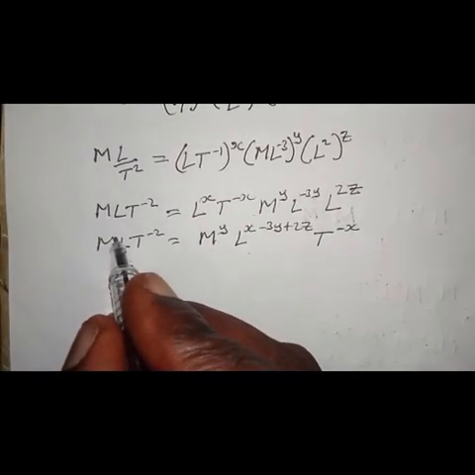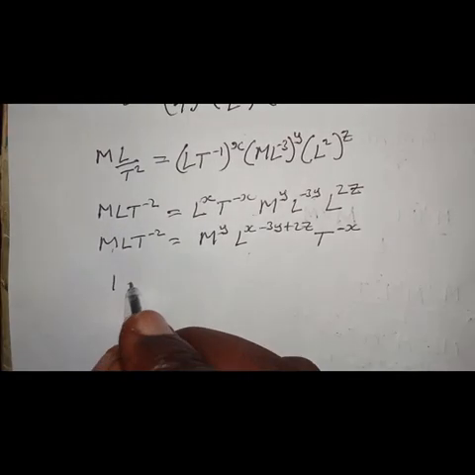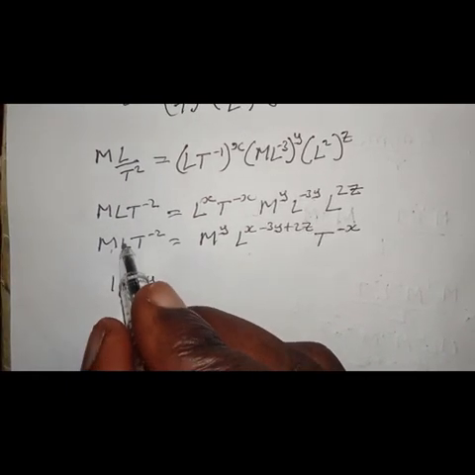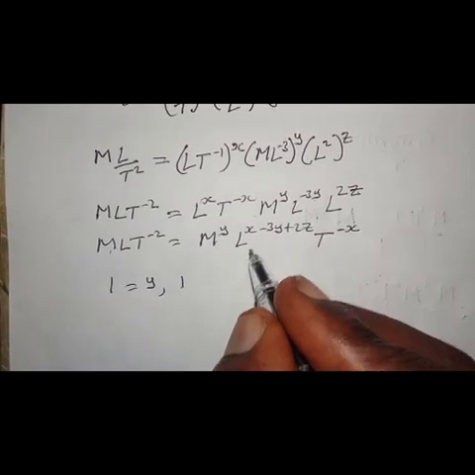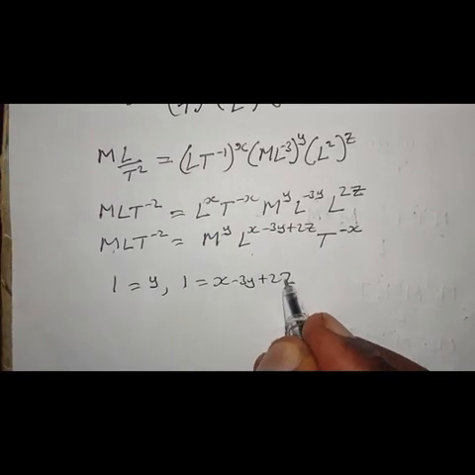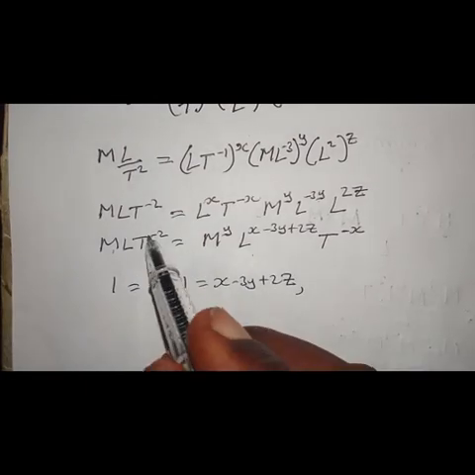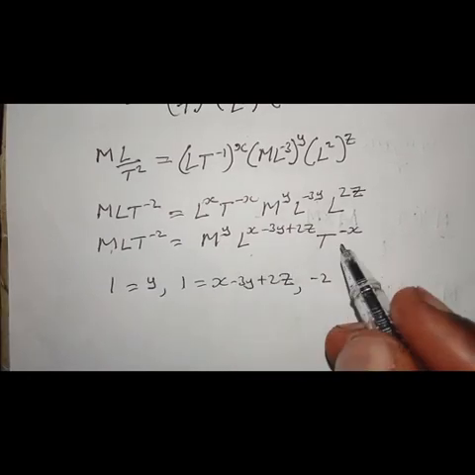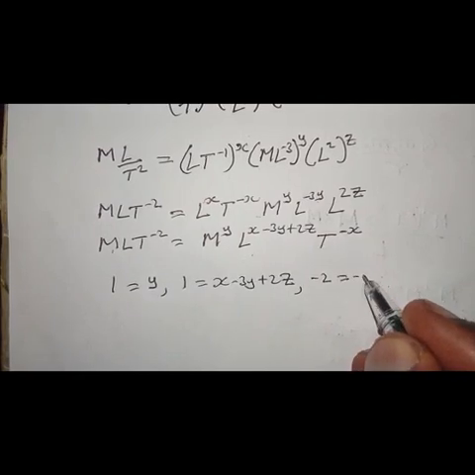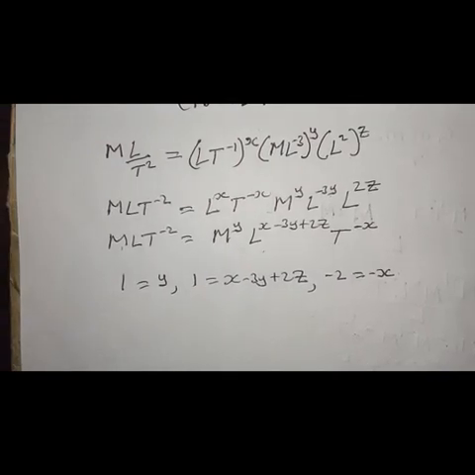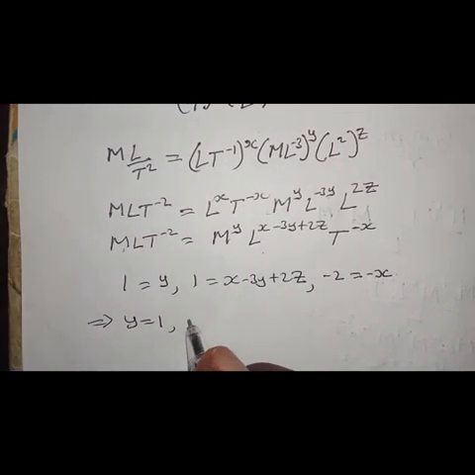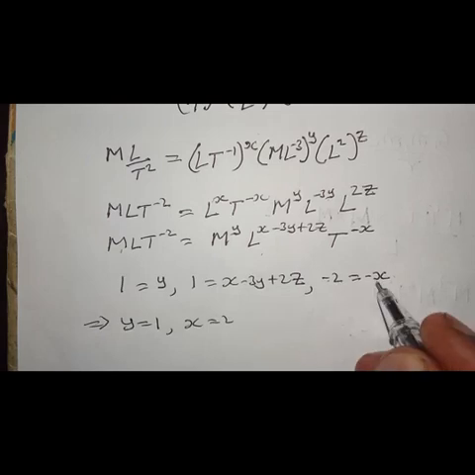The power of m here is 1, so you write 1 equals the power of m here, which is y, so you put y is 1. The same here, the power of L here is 1, the power of L here is x minus 3y plus 2z, so you equate it. The third equation, the power of t here is minus 2. The power of t here on the right hand side is minus x. So you equate it. This implies that our y is equal to 1. And in the third equation, our x is equal to 2 because minus will cancel minus.